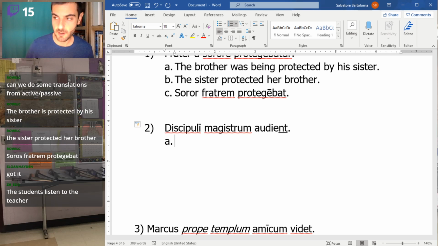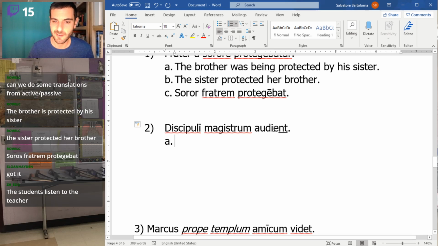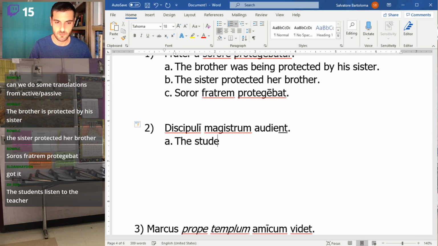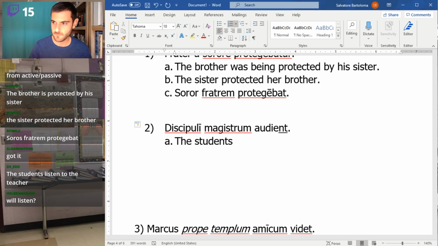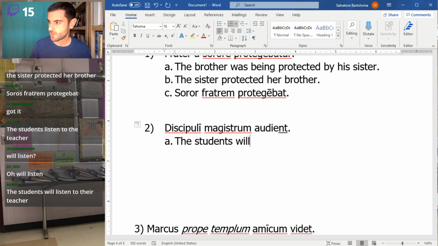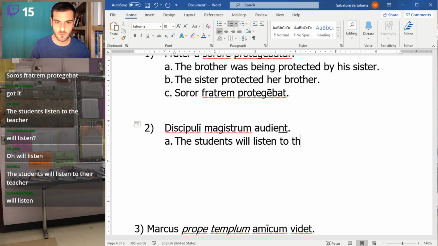Again, be careful. Little things. It's not audiunt, it's audient. So think about what that E means. The students, not present, will listen. The students will listen to their teacher.